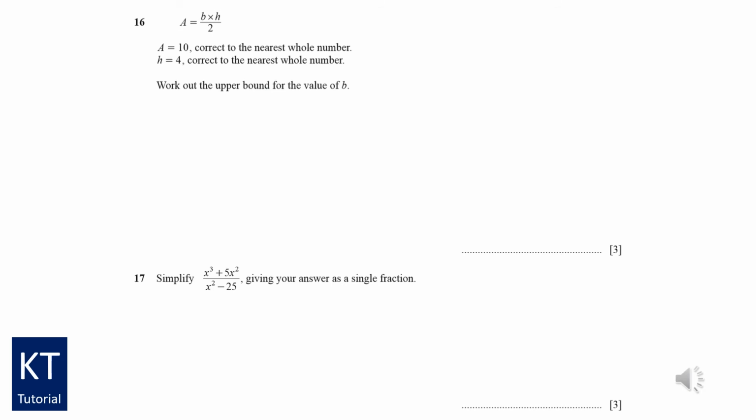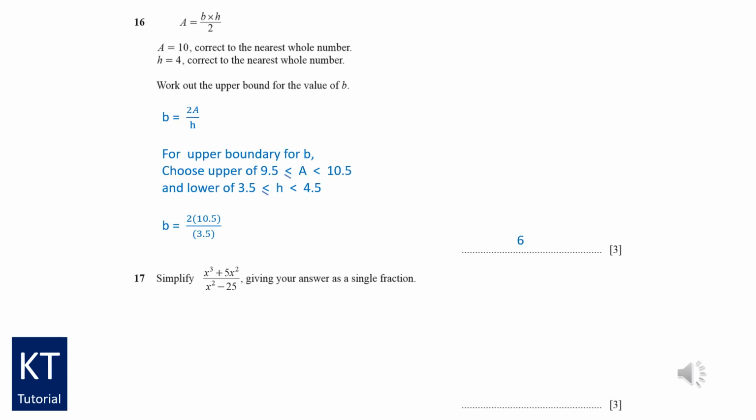Question 16. A is equal to b times h over 2. A is 10, correct to the nearest whole number. H is 4, correct to the nearest whole number. Work out the upper bound for the value b. For what is required, we have to make b the subject, making b being equal to 2a over h.